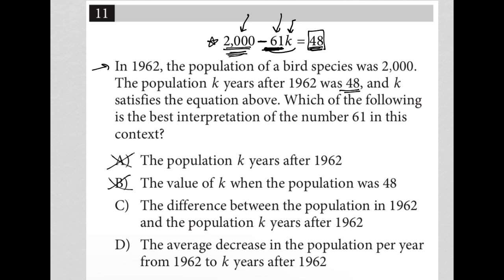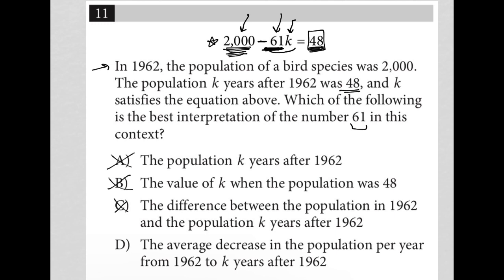C, the difference between the population in 1962 and the population K years after 1962. Also not true. 61 is not that difference. Obviously, we have a difference between 2000 and 48, which is a lot larger than 61. So choice C is gone, which means choice D has to be the right answer, but let's just check it.